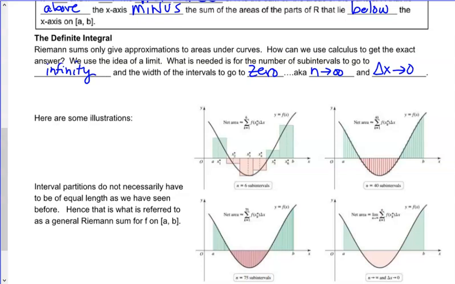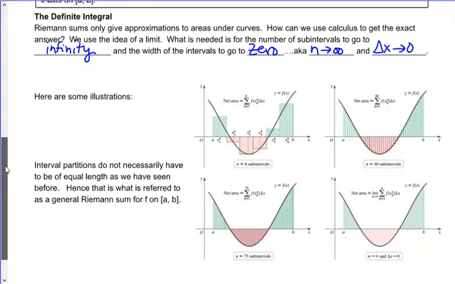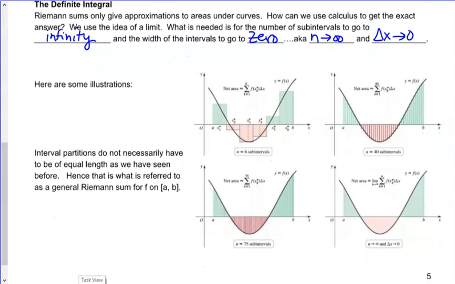So here are some illustrations, and in section 1 I showed you an interactive tool that showed this along the way: as our subintervals increase, in this case from 6 to 40 to 75, we end up getting very, very close to the area. See, you have some overhang here, you have a lot of overhang and some missing stuff here.